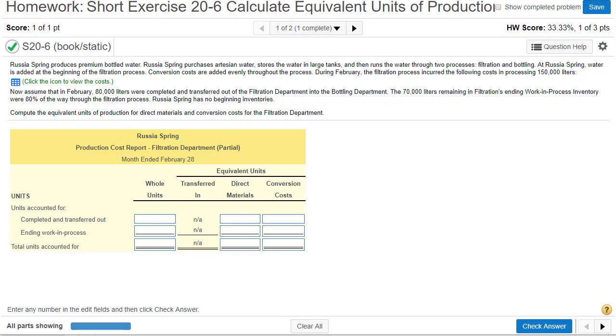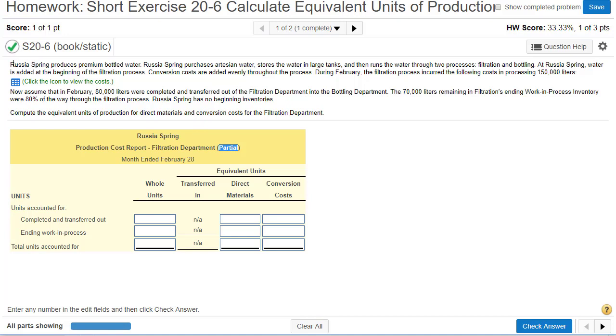Short exercise 20-6. We're going to calculate the equivalent units of production. So what we're doing here is we're starting the production cost report for just the filtration department. And remember, this is just the top part of the production cost report, so that's why it says partial.